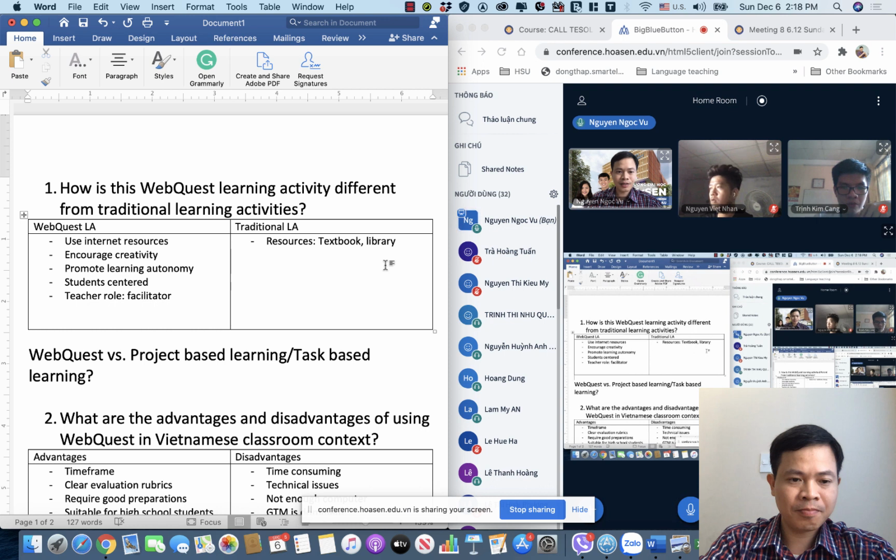Now the next difference, I agree, is the focus on the levels of learning. In traditional learning activities we usually focus mostly on low-level thinking of the Bloom taxonomy.